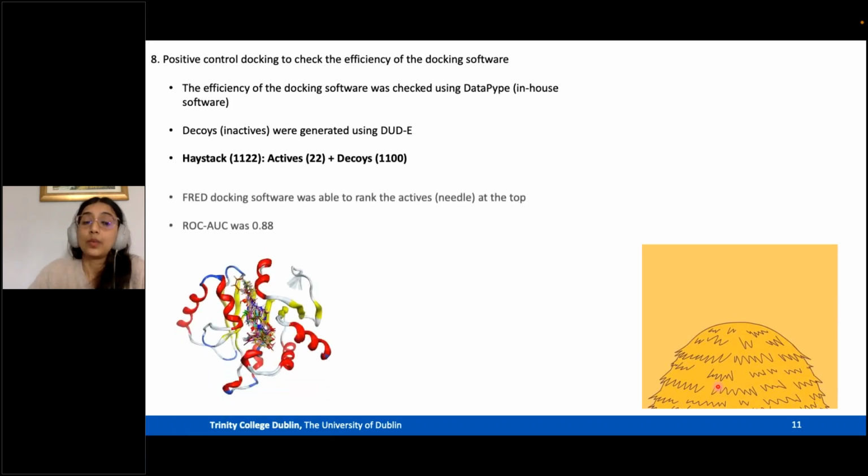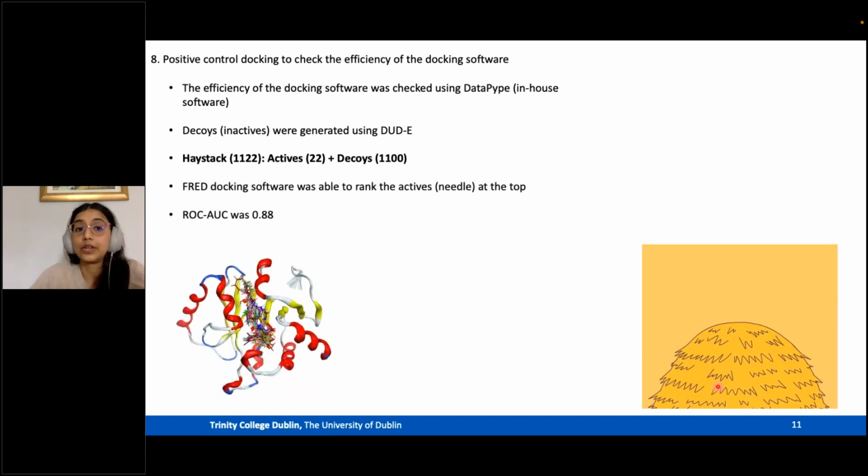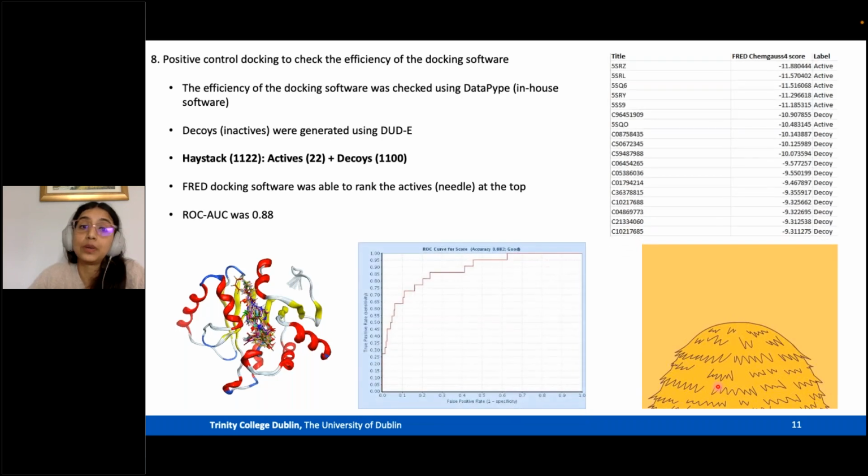And what we wanted was our docking software to identify these actives and rank them at the top with good docking scores. And lo and behold, we did manage to find these actives being ranked at the very top with a ROC AUC value of 0.88. So in a sense, it means that it was able to identify 8 out of 10 actives. So it's like having a needle within a haystack, and FRED was able to identify these actives within the haystack that we had created.